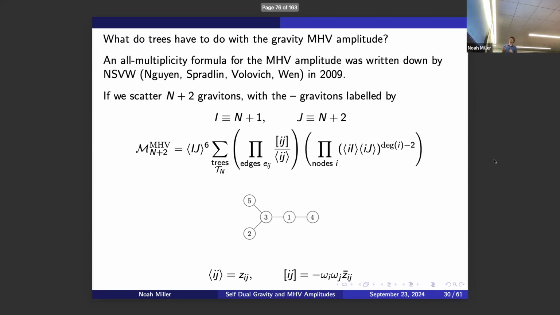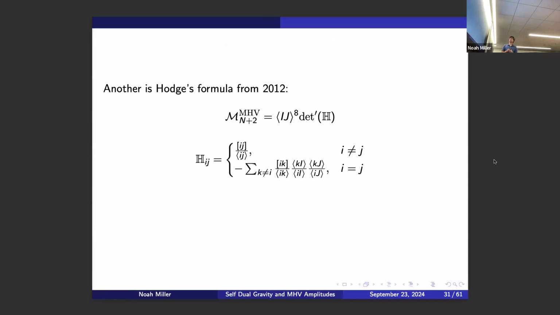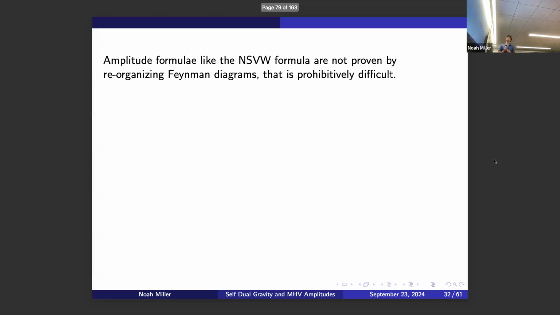Okay. There's another way to write this formula called Hodge's formula. We write the amplitude as a sort of matrix determinant, and there's a sort of combinatorial theorem that relates this matrix determinant to summing over trees, the matrix tree theorem.